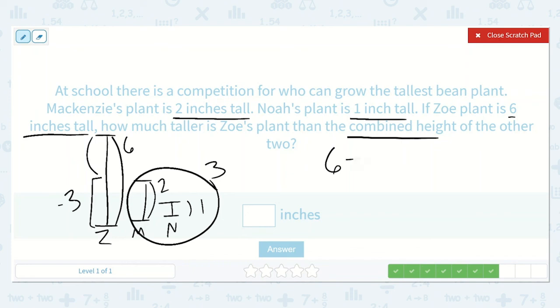So 6 take away 3 is equal to a number. So 1, 2, 3, 4, 5, 6 take away 1, 2, 3. That is 1, 2, 3 left. So hers is 3 inches taller.